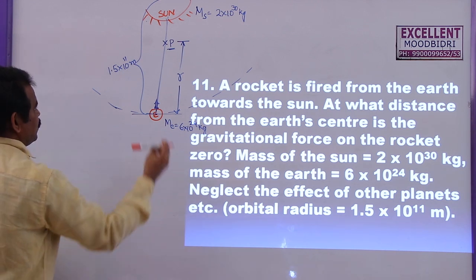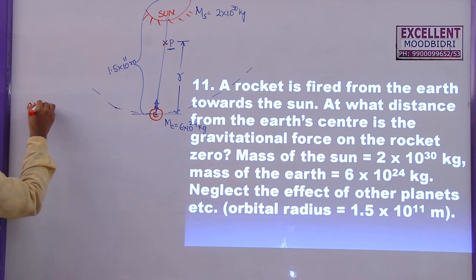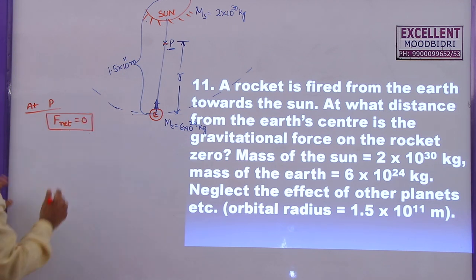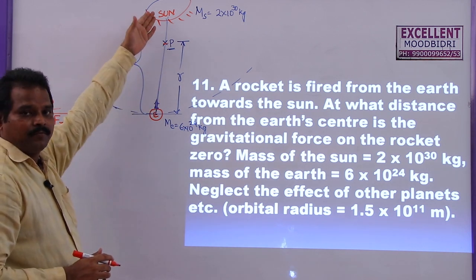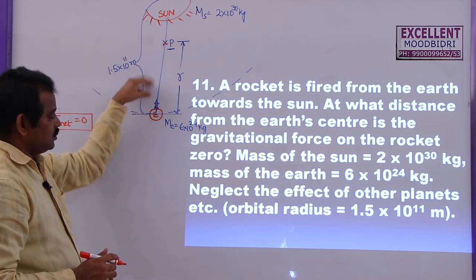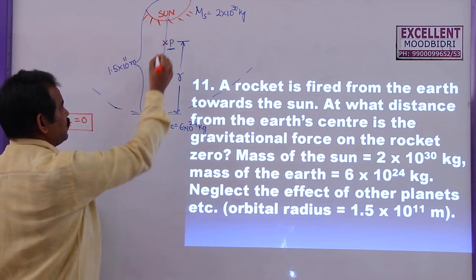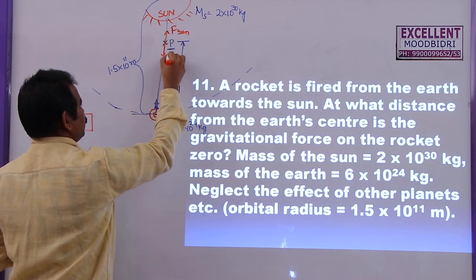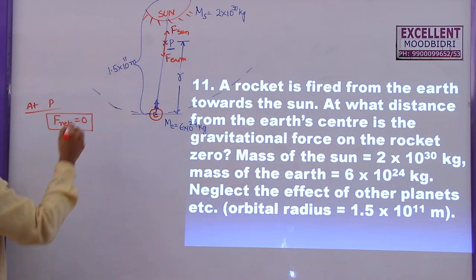So based on this, at point P there is no gravitational force on the rocket. So at P the net force on the rocket is equal to 0. Why is the net force 0? If the rocket reaches this point, the sun attracts with some force and the earth also attracts with an equal force, but these two forces are equal and opposite. So this is the force of attraction by the sun. This is the force of attraction by the earth on the rocket. So as the net force is 0, these two forces are equal and opposite.